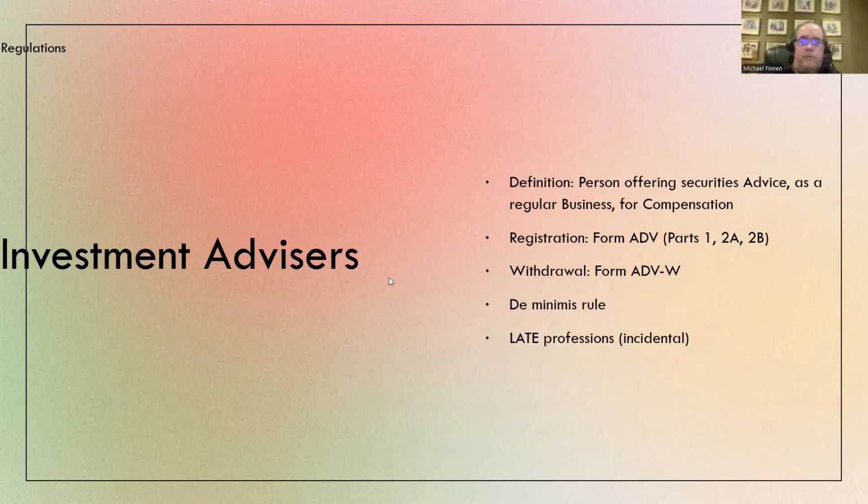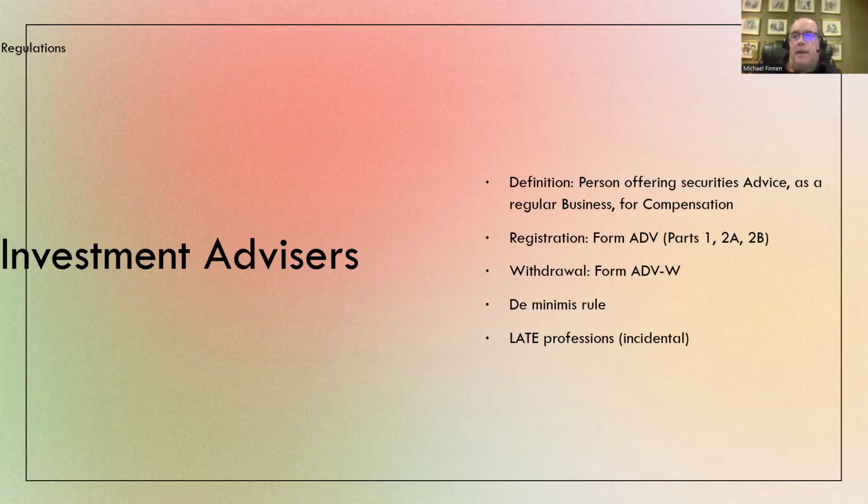Okay, now we're going to move on to box number three, right? So far, we have broker dealers and agents, those are together. And now we're going to have investment advisor. An investment advisor is a firm, and this is, again, a person. And what is a person? Any entity that can sign a contract.